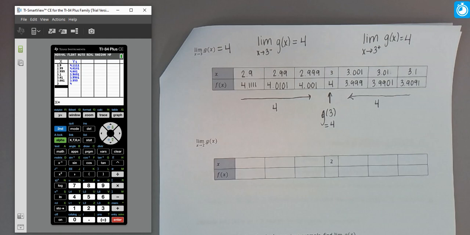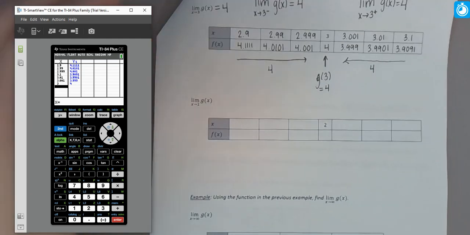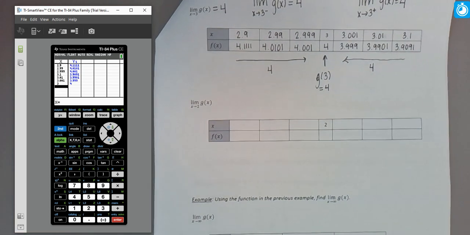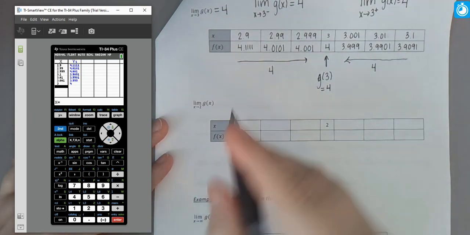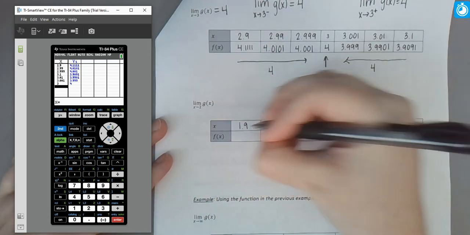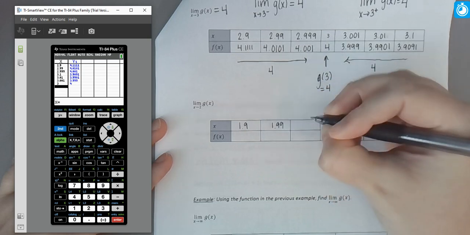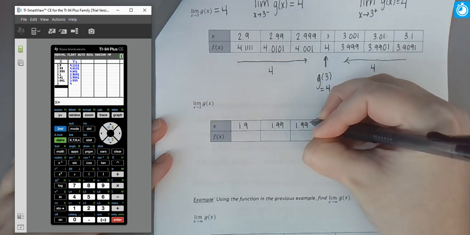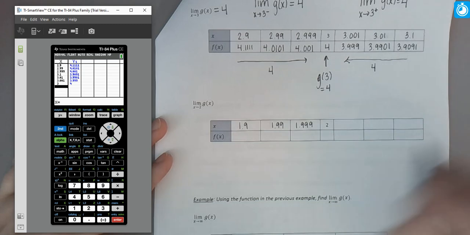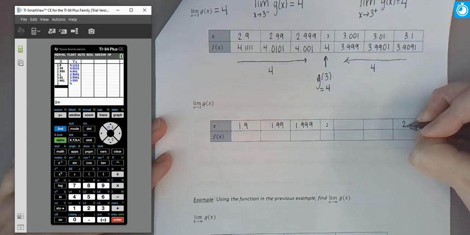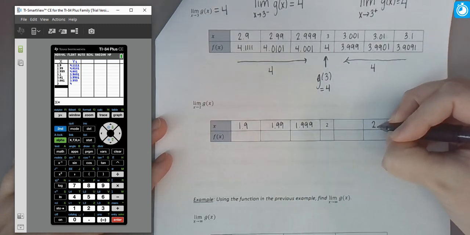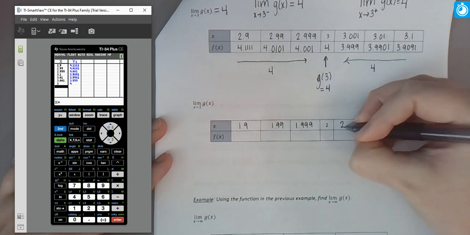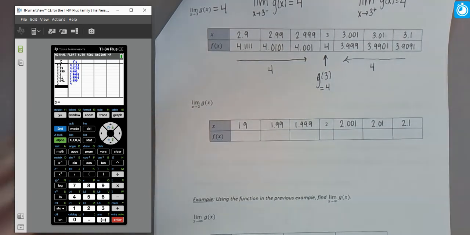Okay, what about approaching 2? That's a little bit different. What happens as we approach 2? Well, again, we want to look from the left, we want to look from the right. So from the left-hand side, numbers that are smaller than 2, maybe 1.9, 1.99, 1.999, getting closer. From the right-hand side, a little bit bigger but a little closer, a little bit closer still, and there we go, we analyze with those values.